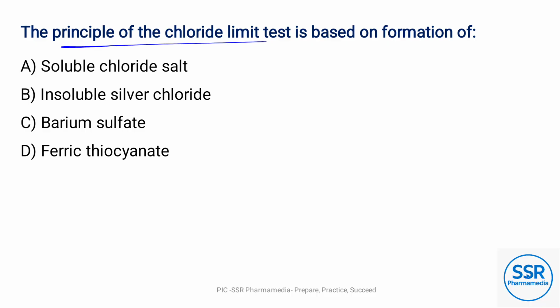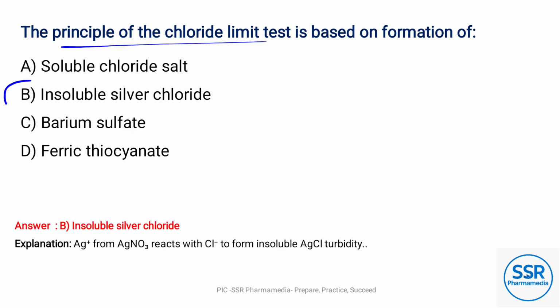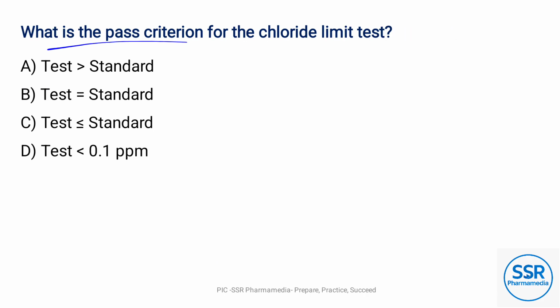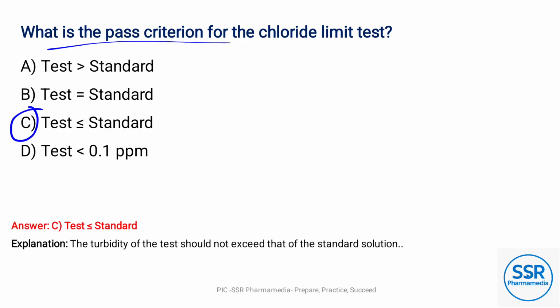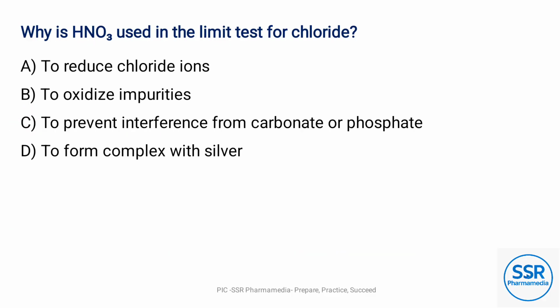The principle of the chloride limit test is based on formation of, so the answer is option B, insoluble silver chloride precipitate. Silver ion from silver nitrate reacts with the soluble chloride from the sample solution to form insoluble silver chloride turbidity. What is the pass criterion for the limit test for chloride? So the answer is option C. The test turbidity is less than that of the standard turbidity. So the turbidity of the test should not exceed that of the standard solution.